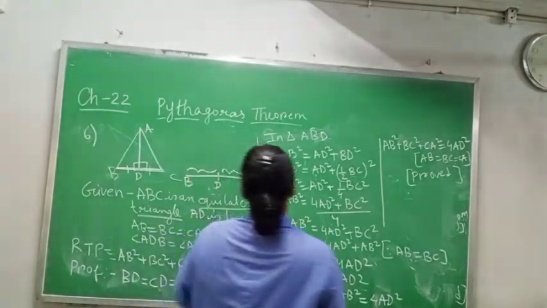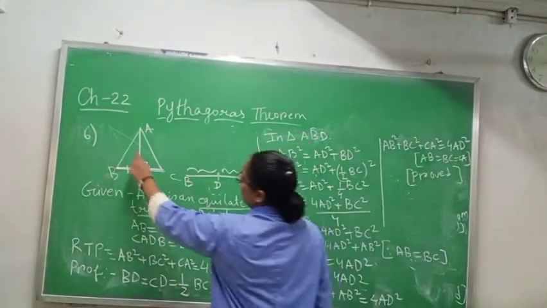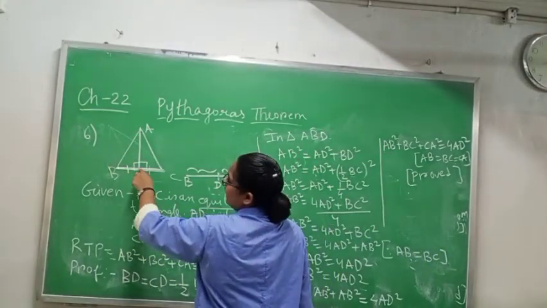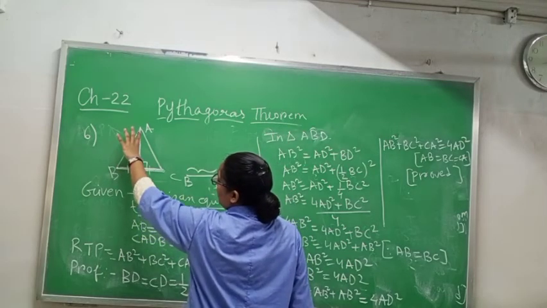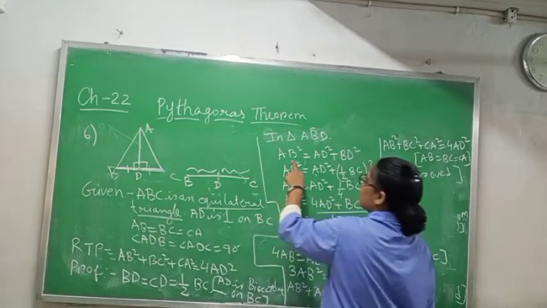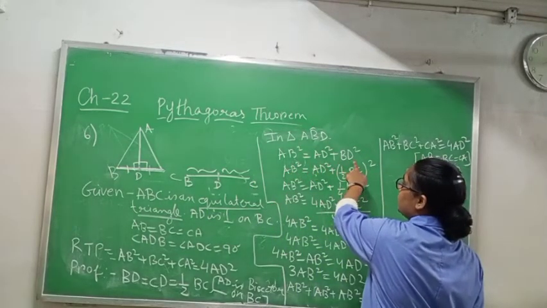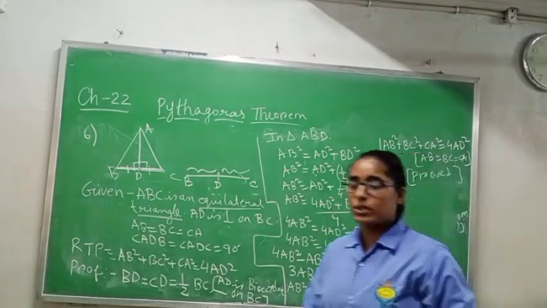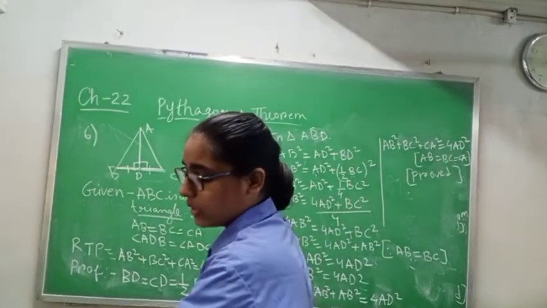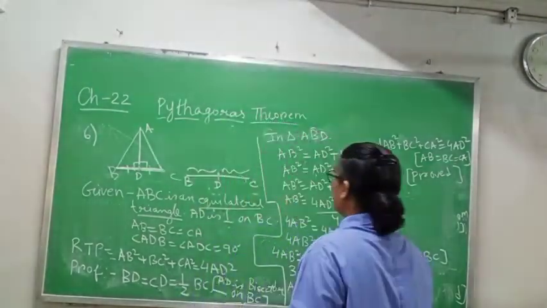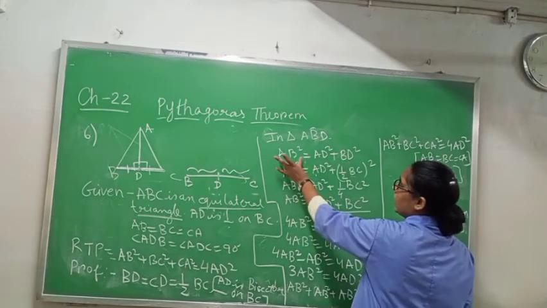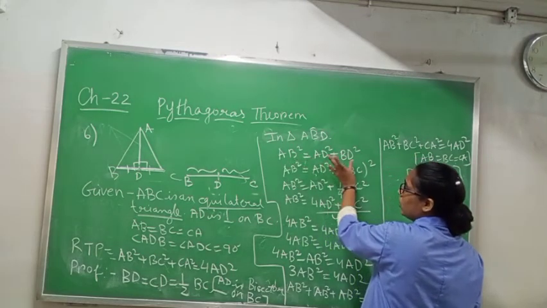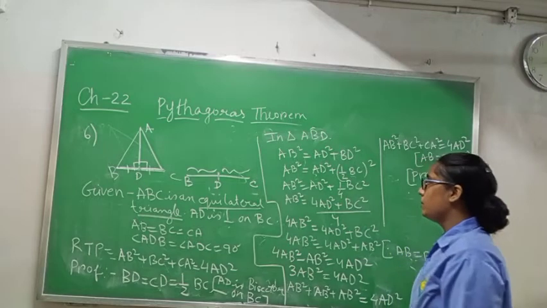Now in triangle ABD, we will use the Pythagoras theorem. H square equals P square plus B square. You can write H square equals P square plus B square for your understanding. If you know it, no need to write, you can directly write AB square equals AD square plus BD square. AB is the hypotenuse, AD is the perpendicular, and BD is the base.